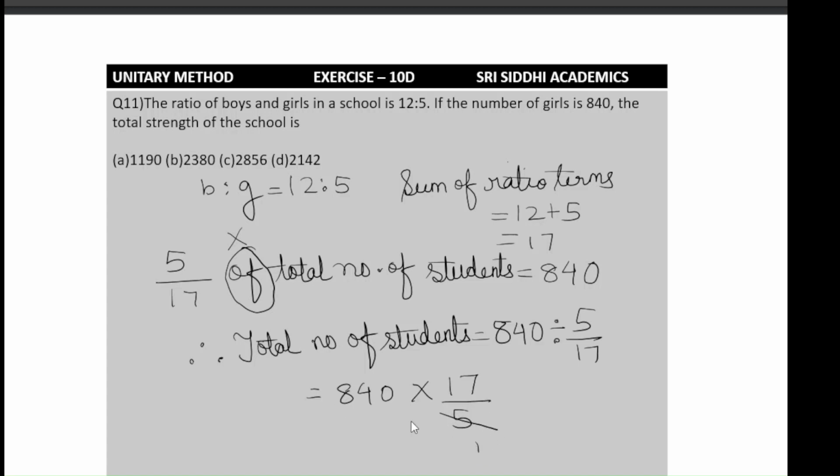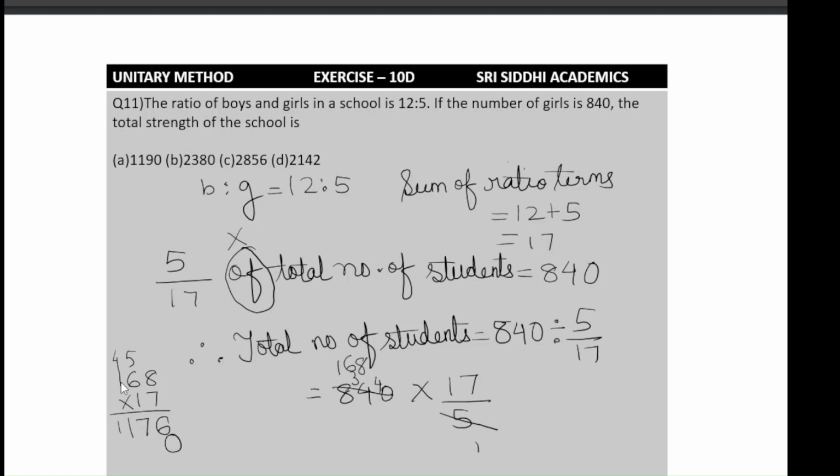Let's do this. 5 ones are 5. 8 minus 5 is 3. So 34. 5 6s are 30. 34 minus 30 is again 4. 4 0 40. So it is 5 8s are 40. So we need to multiply 168 with 17 to find the total number of students or total strength of the school. 7 8s are 56. 5 got carried over. 7 6s are 42. 42 plus 5 is 47, and then 4 got carried over. 7 1s are 7. That will become 7 plus 4 will become 11.